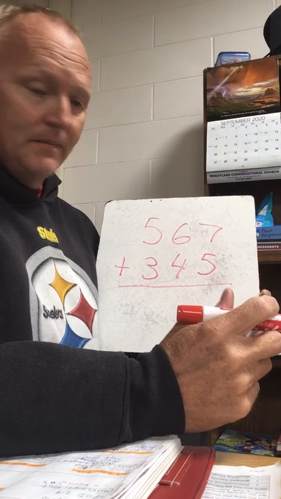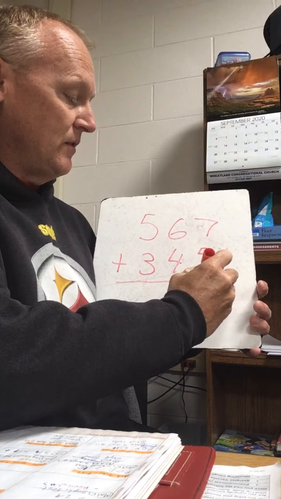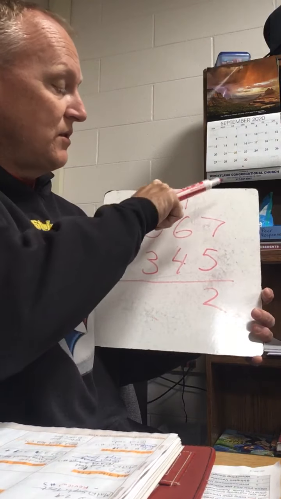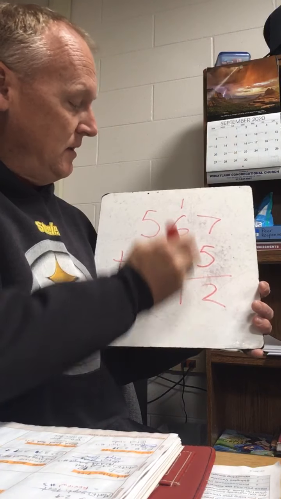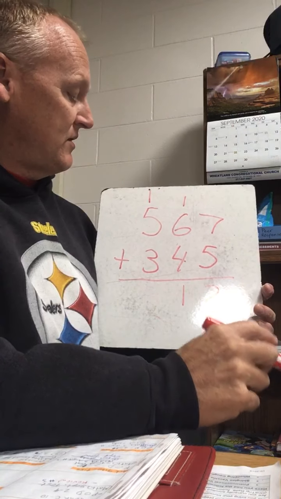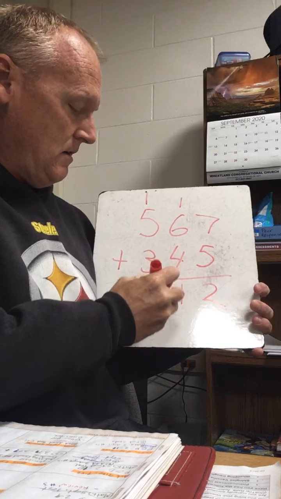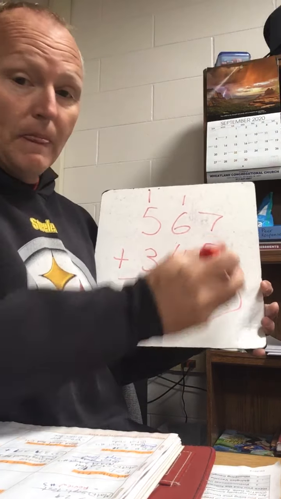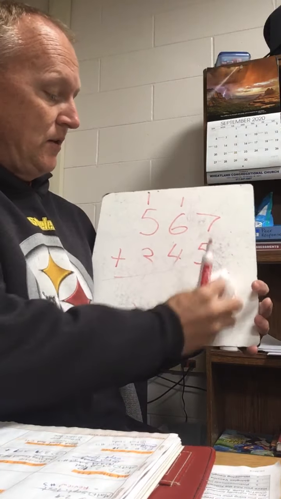Now we're back. Okay, 7 plus 5, that gives you 12. So bring down the 2, carry your 1. 6 and 4 is 10, plus the 1 that you carried, that would be 11. So bring down 1, carry your other 1. And then in your hundreds place, you have 6 plus 3. That's going to give you 9. So you have a sum of 912. 912 would be your sum. Okay, let's go ahead and try another one.